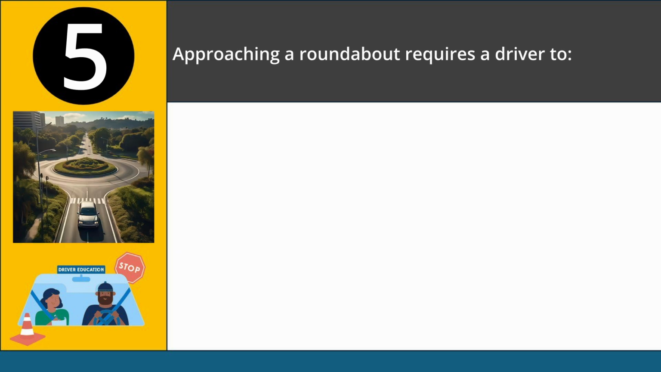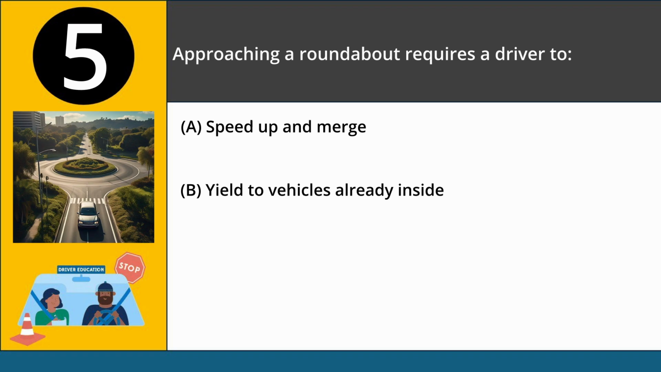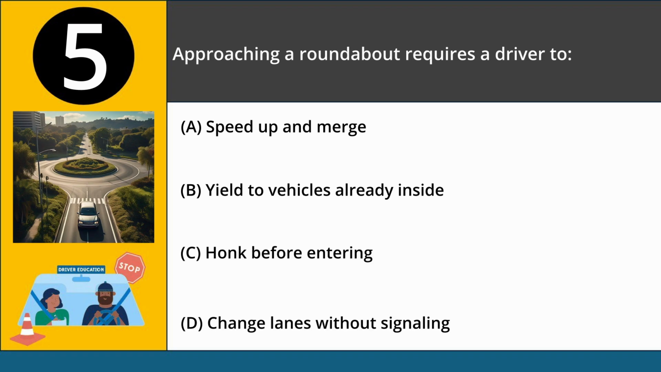Approaching a roundabout requires a driver to: A. Speed up and merge. B. Yield to vehicles already inside. C. Honk before entering. D. Change lanes without signaling. Answer: B. Vehicles inside the roundabout have priority, and others must wait.